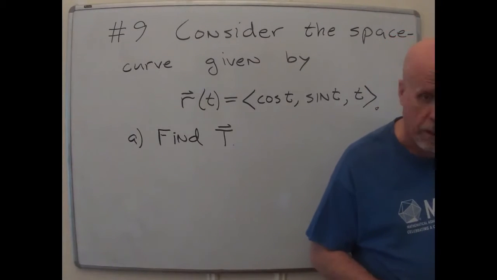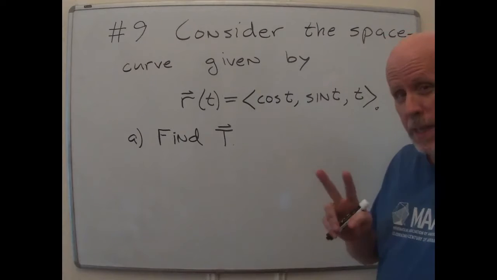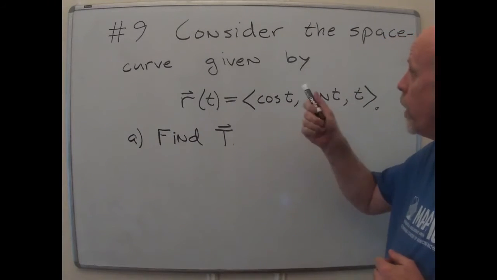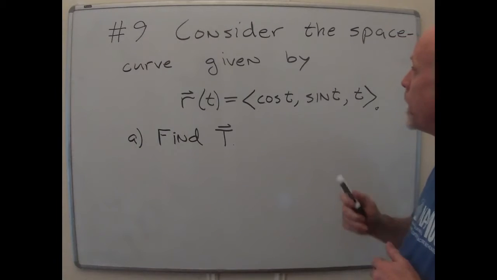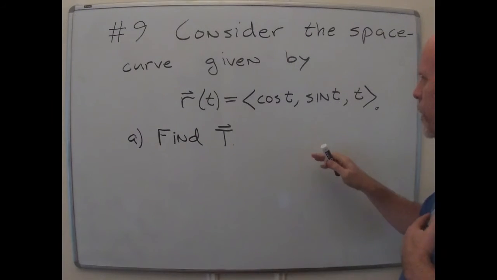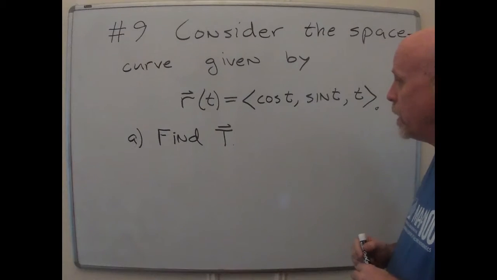Hi guys, this is just a quick video, probably 10 minutes max, to go over the last two problems from the sample exam. So number 9, it said consider the space curve given by r of t is cos t, sine t, t. That's a helix, the same curve that we saw in the computer project, except for a few constants.